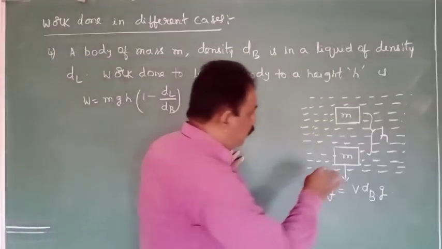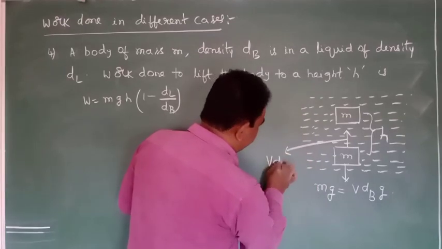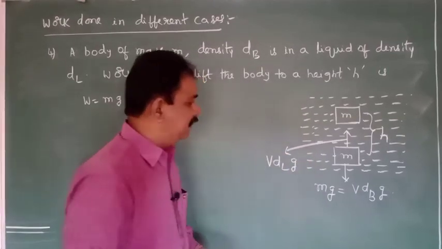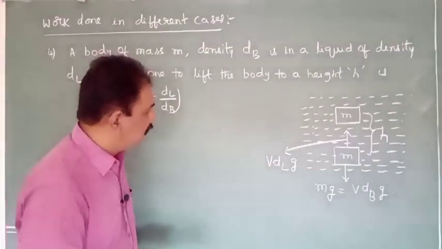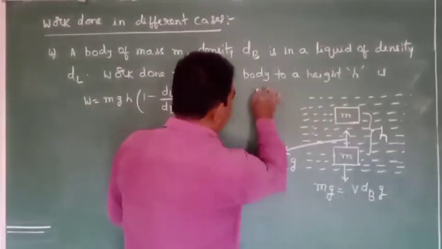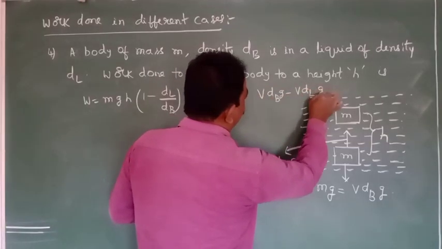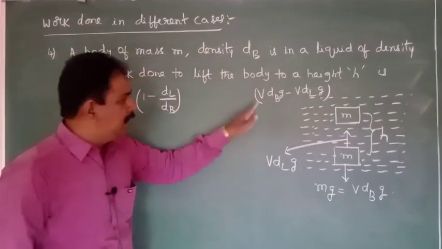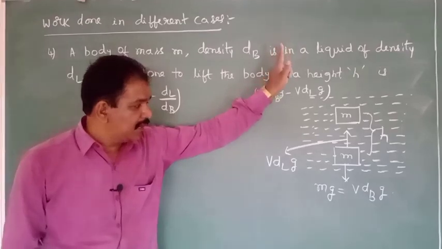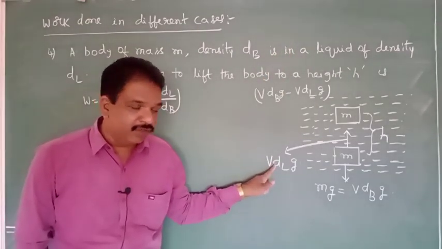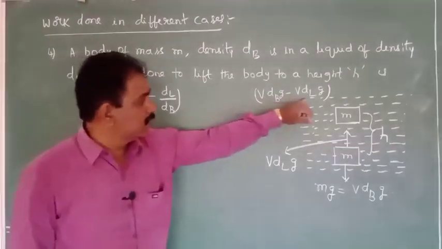Then what is the buoyant force formula here? This value will be V dl g. So what is the net force acting on the body here? It is V dB g minus V dl g. V dB g is acting downward. V dl g is acting upward. This is called buoyant force. This is called weight. Net force will be this one.